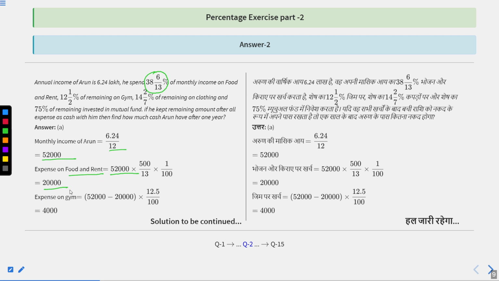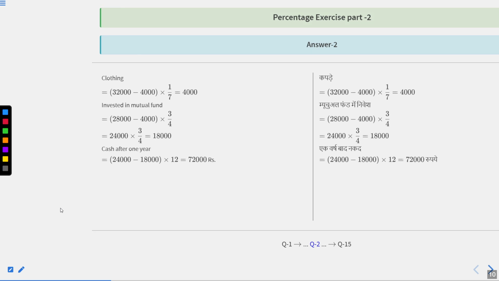Next one is expense on gym. In the question, it is given that you have spent 12.5% of the remaining amount on gym. Okay. So first we subtract 20,000 from 52,000 and multiply by 12.5%. So we get 4,000 rupees. Now the solution continues.